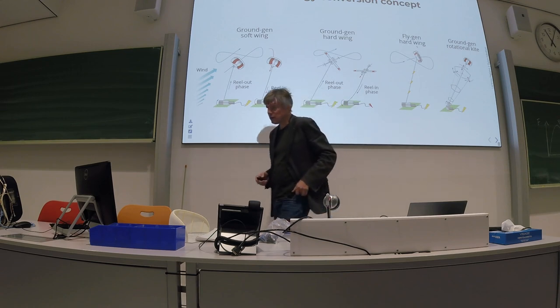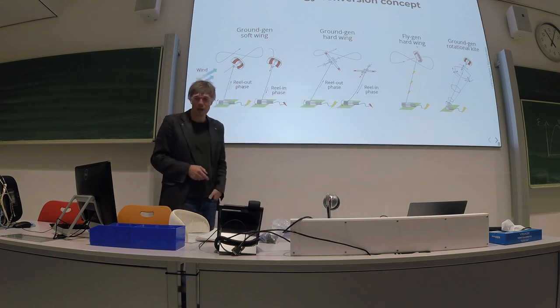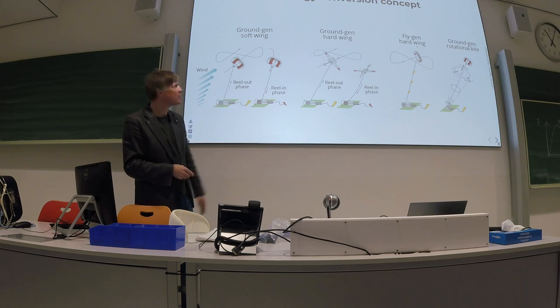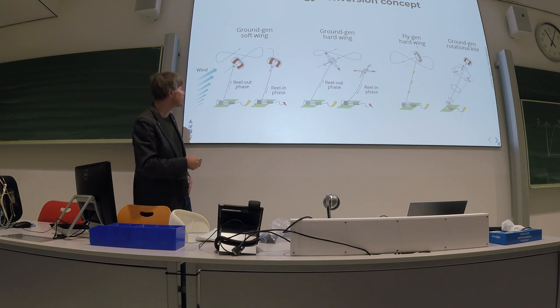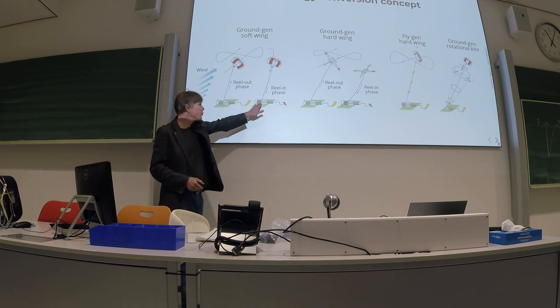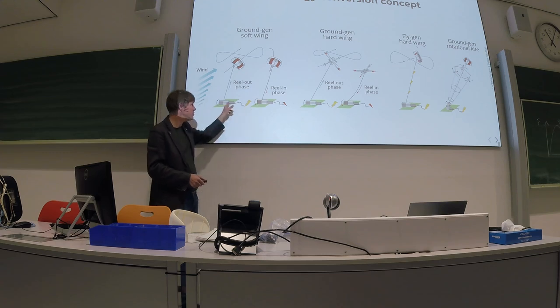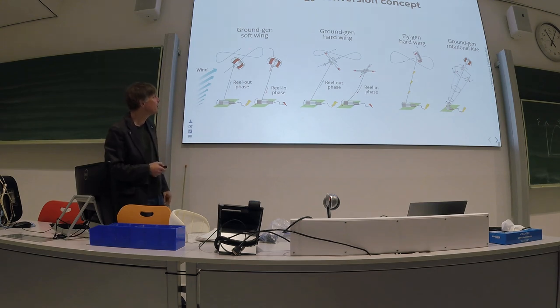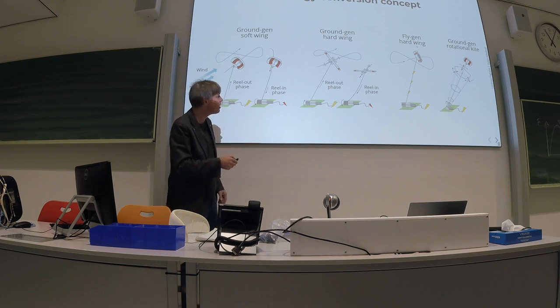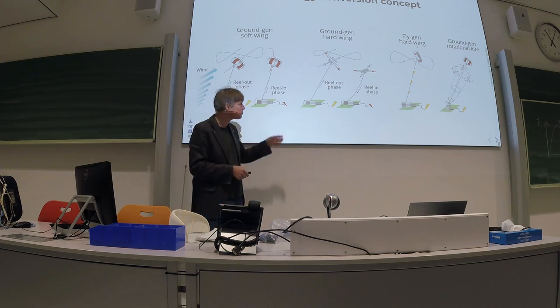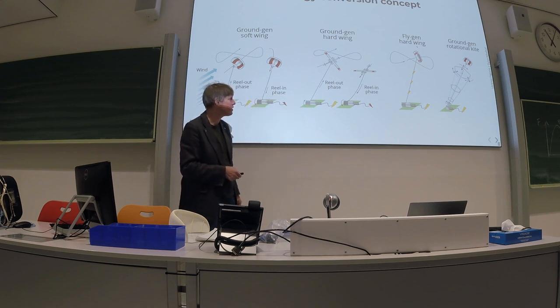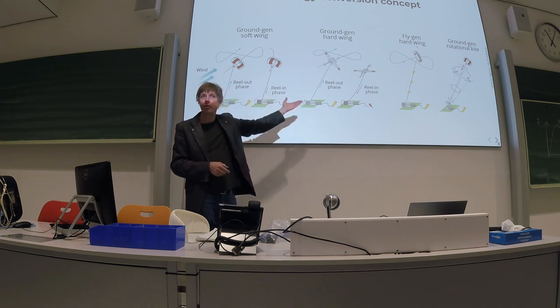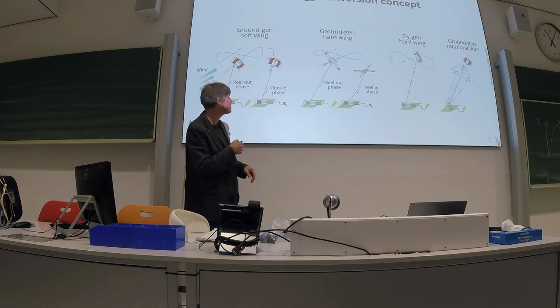Okay, so let's look at this first criterion, energy conversion concepts, and this is something that you have already seen. I showed this in earlier lectures. You have the ground generation concepts, where the conversion of mechanical to electrical energy happens on the ground, and you can have either a soft wing that actually pulls the tether, or a hard wing, and we have a reel out and a reel in phase, but technically both do the same, only the kite here is different.